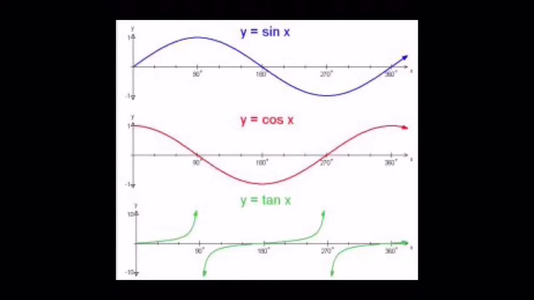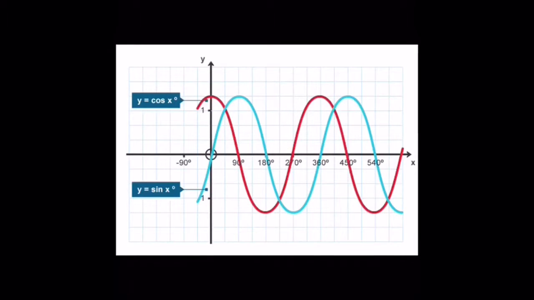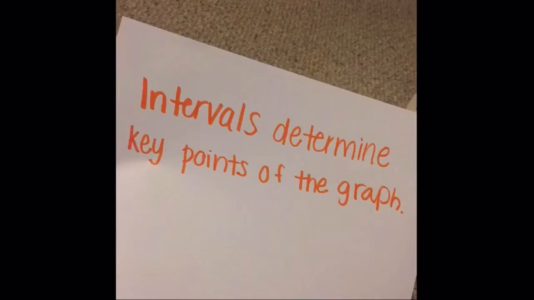Graphing! Sine and cosine are close to identical. The main difference is their starting points. Sine starts at 0 on the axis and reaches a height of 1. Cos starts at 1 and ends at -1. For sine and cosine, the interval points follow a pattern of baseline, peak, baseline, lowest point, baseline again. Intervals determine key points of the graph.